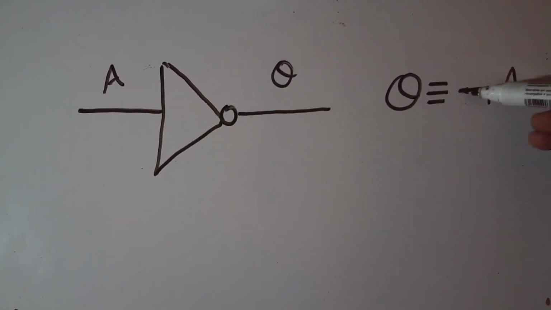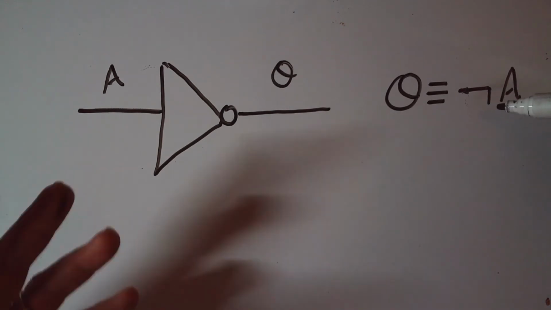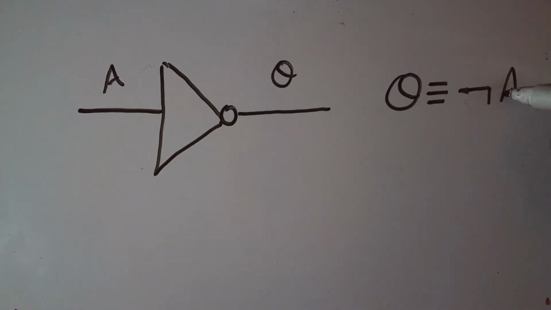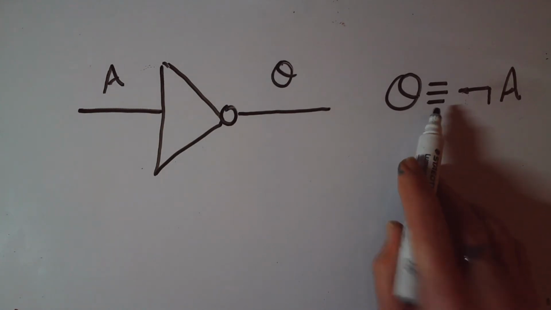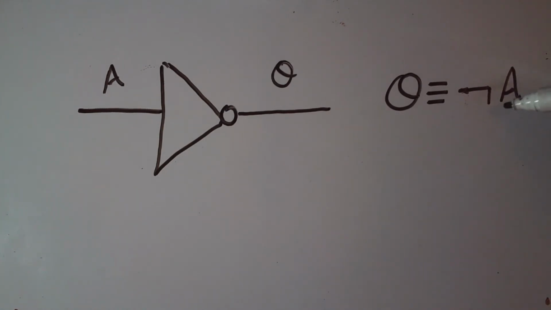This symbol, which is the straight line with the drop down at the end, is on your keyboard, top left hand corner. It doesn't have a particular name, it's simply called the not, or the negative sign, or symbol. So Q is logically equivalent or identical to not A, using this particular symbol in maths.